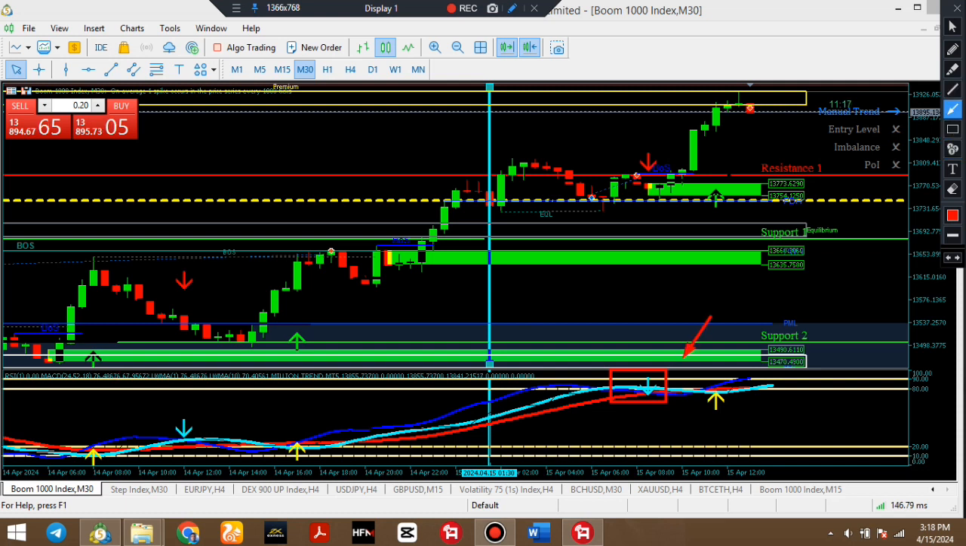So what made me stick to this plan was, when you look up at the 30-minute time frame, price was at the premium zone. You can see it's at the premium zone. So definitely we are expecting price to take a reversal.